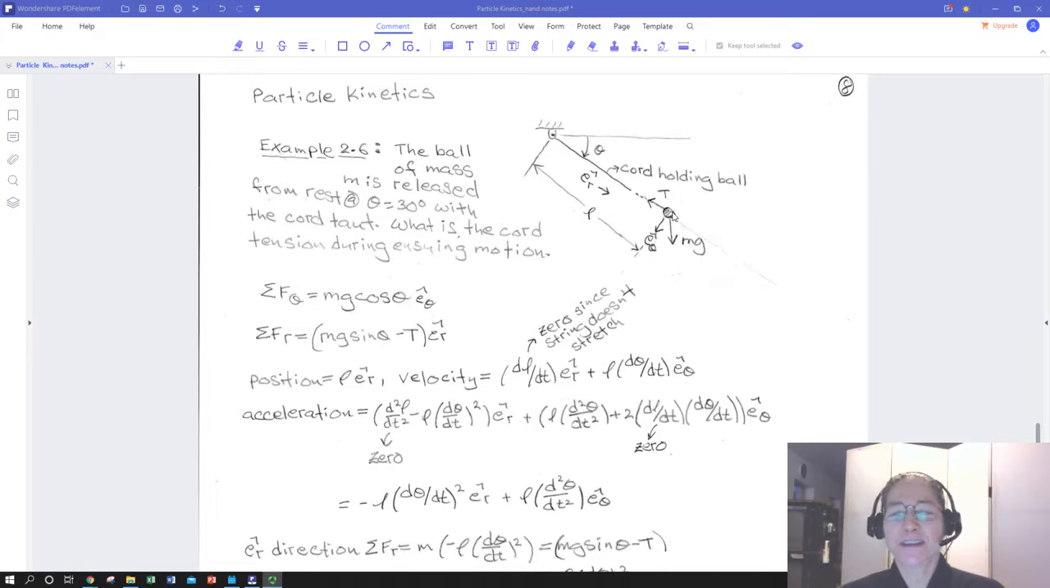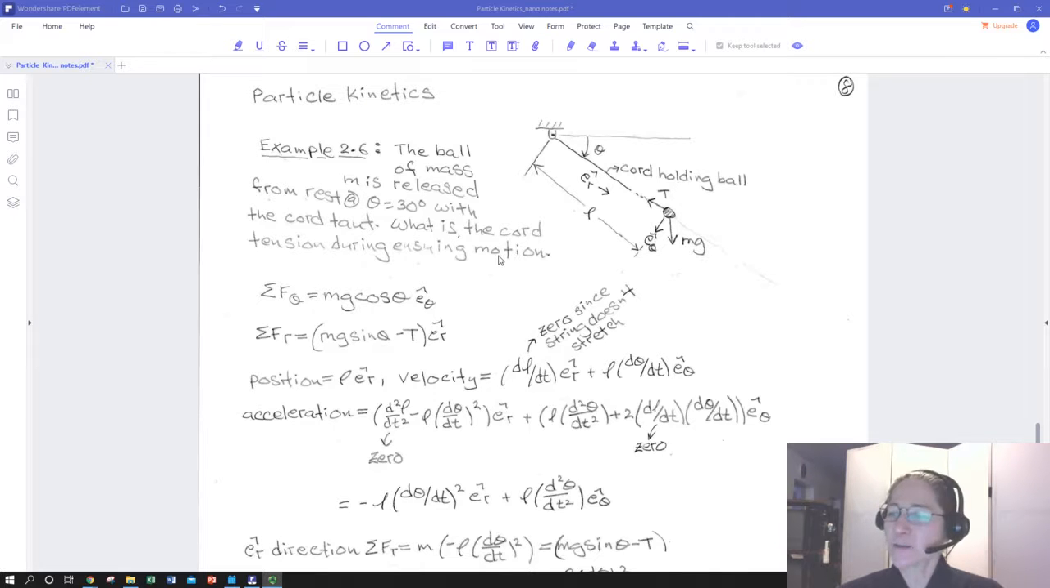And it's released from rest at an angle with respect to the horizontal, to this ceiling up here, of 30 degrees, and the cord is taut. Okay, that is important. And we can also assume that the cord doesn't stretch. We were told that the cord is taut, and we're inferring that the cord doesn't stretch. This is going to have a big implication on whether or not we can say there's any motion here in the radial direction, which, lucky for us, there's not. And we are asked to find what the cord tension is during ensuing motion.